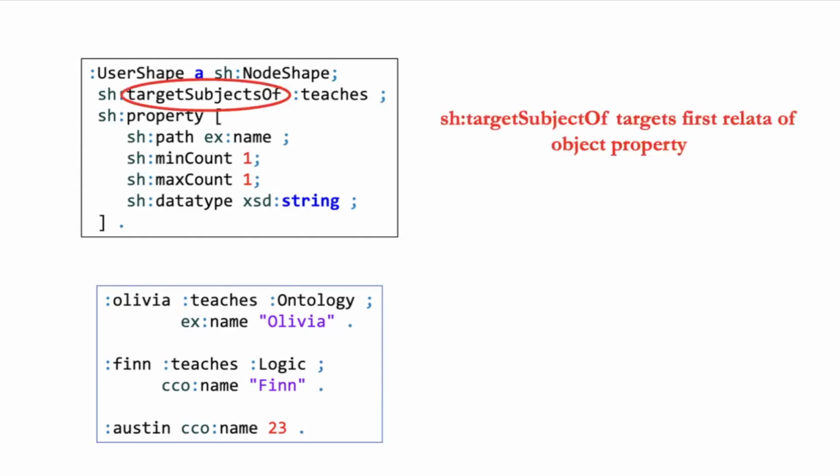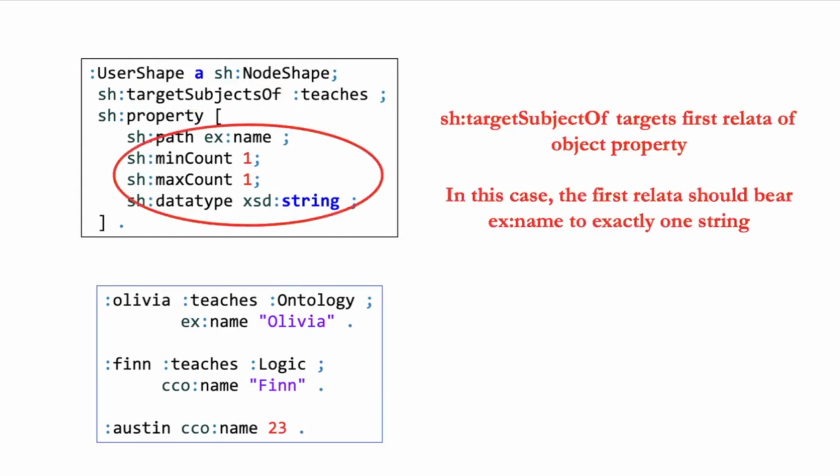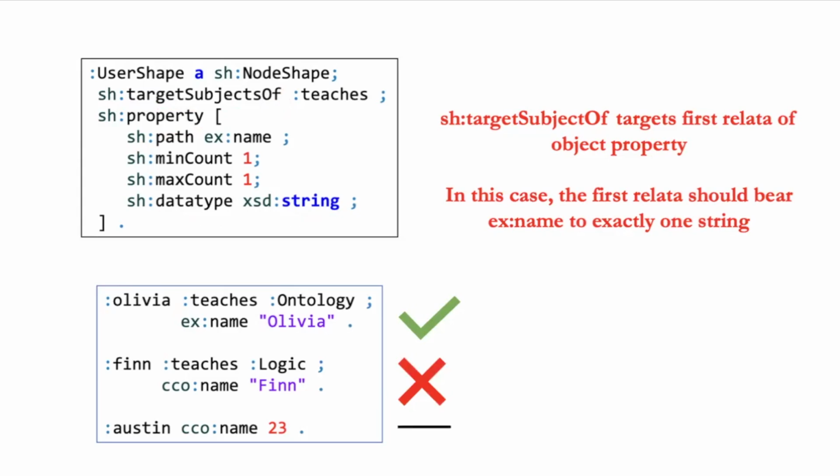Remember, the first relata of the object property is the thing being targeted here. In this case, the first relata should bear name to exactly one string. That one's fine. That one's not. That one is ignored. This ignores it.